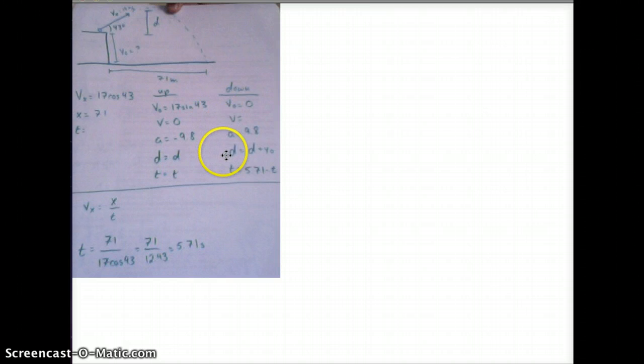Here's gravity. I wrote this as d plus y naught because it will fall down d plus the height of the building that they call y naught. And I wrote the time as 5.71 minus the time to go up. That 5.71 came from me doing a little bit of work. I took Vx equals x over t, which means t equals 71 meters divided by 17 cosine 43, and I end up with 5.71 seconds. So the whole time for it to go up and come back down is 5.71 seconds.